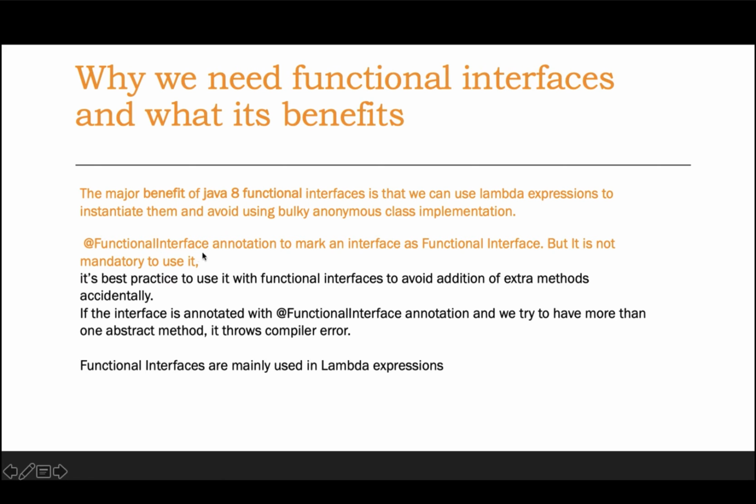The @FunctionalInterface annotation is used to make an interface a functional interface. If we want to write our own functional interface in Java, this annotation helps us, and it tells the compiler that we are using this interface as a functional interface. It is best practice to use it with a functional interface to avoid accidental addition of extra methods. If the interface is annotated with @FunctionalInterface and we try to have more than one abstract method, it throws a compilation error. The compiler comes to know this is a functional interface and cannot have more than one abstract method, and it starts throwing a compiler error. These are a few points which you need to take care of.